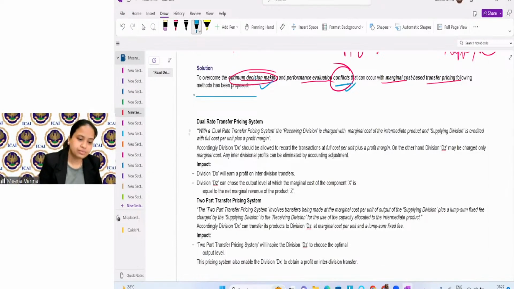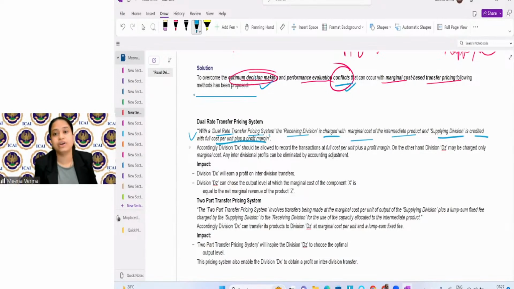Okay. With a dual rate transfer pricing system, the receiving division is charged with marginal cost, as I told you, of the intermediate product, and the supply division is credited with what? Cost plus profit, total cost plus profit.